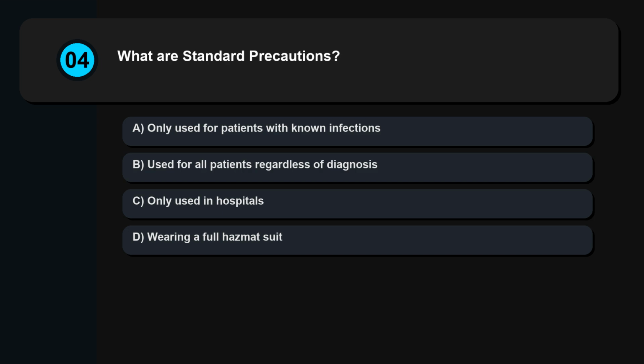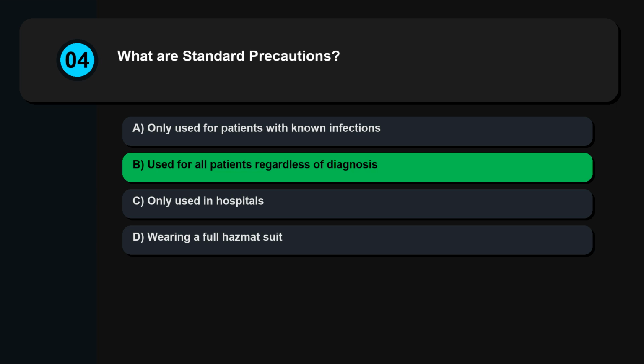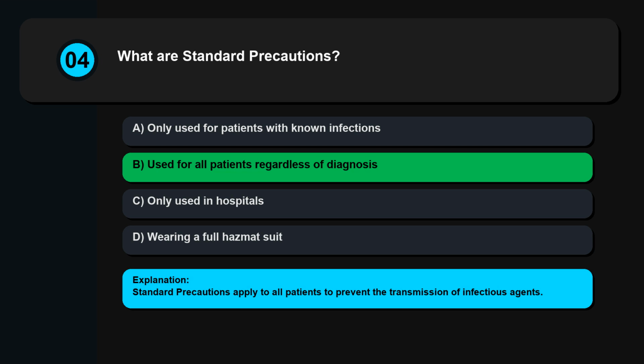Question 4. What are standard precautions? Only used for patients with known infections. Used for all patients regardless of diagnosis. Only used in hospitals. Wearing a full hazmat suit. Standard precautions apply to all patients to prevent the transmission of infectious agents.